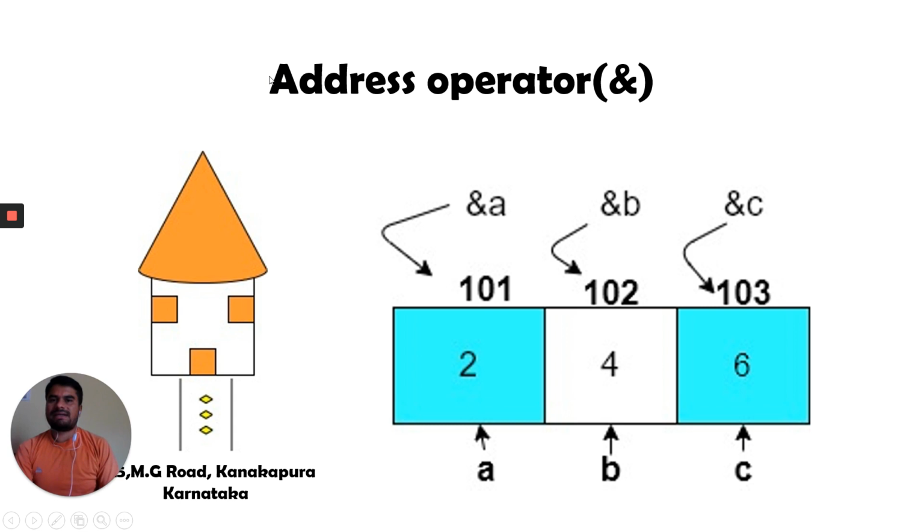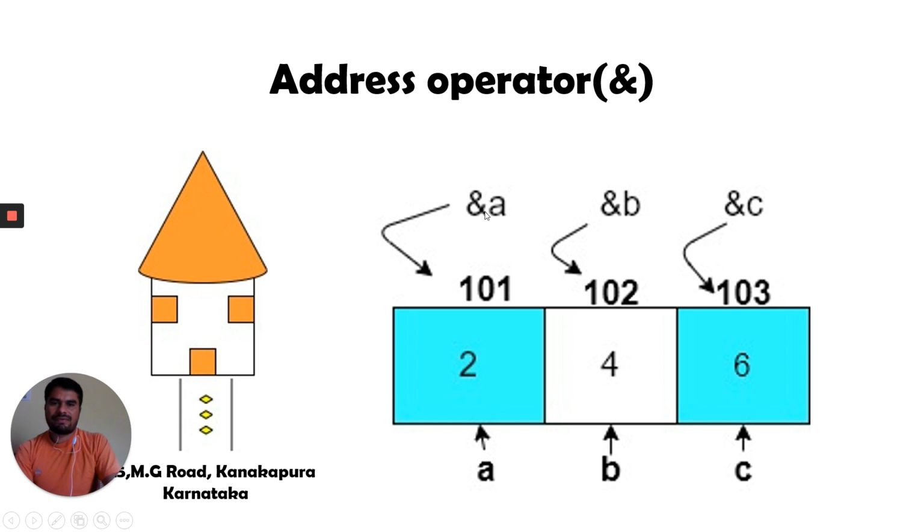Now, a very important concept, address operator. Why is it required? If I tell any one of you to search for Rohan's house, how are you going to search? Is it possible? No, I need to provide you the address, right? If I provide you the address, number 25, MG Road, Kanakapura, situated in Karnataka, then definitely you can find the house. But if I don't give the address, surely it is not possible for you to find that house, right? Yes. Similarly, we will declare variables like A, B, C. We'll declare a variable and store the value, and where is it going to be stored?